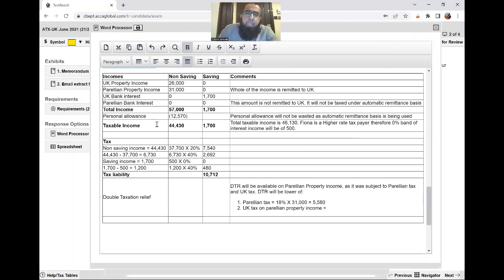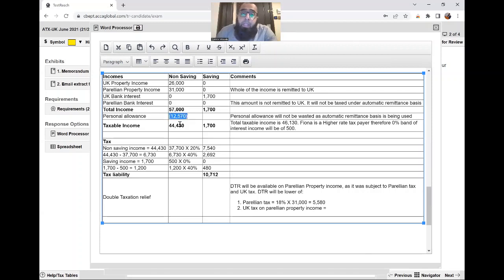But don't worry. In incomes, there was UK property income, non-saving, 26,000. Parallel property income 31,000. UK bank interest will go in the saving head. Parallel bank interest is 0 because automatic remittance basis is available and the amount is not remitted to the UK. This gives us the total income 57,000 and 1,700.